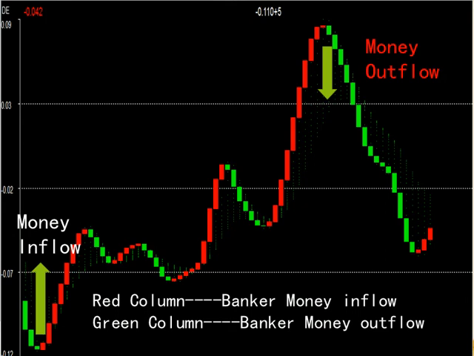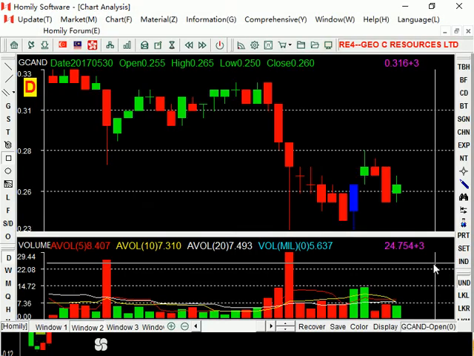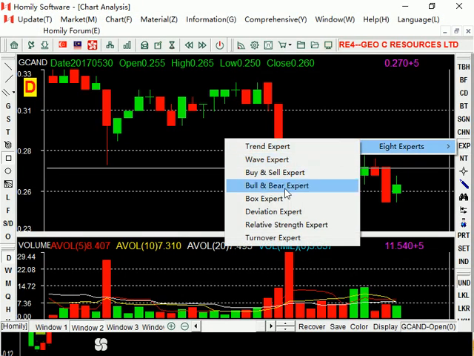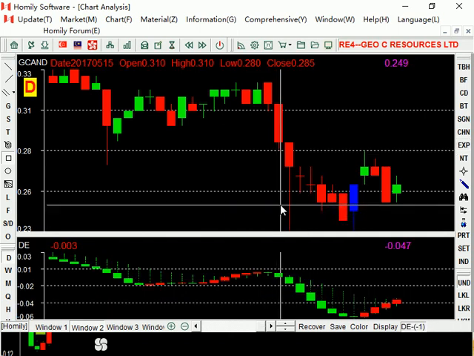Okay? So if you see the buy point appears, and the bank money inflow is good. Okay? Then if you see the buy point appears during the bank money outflow, you buy or not? Better give up. Okay, so bank money outflow or inflow. Then we can see this one, deviation expert.